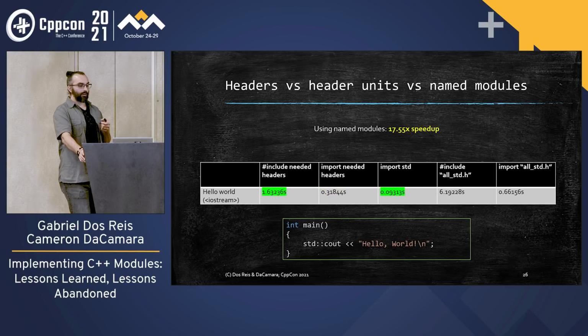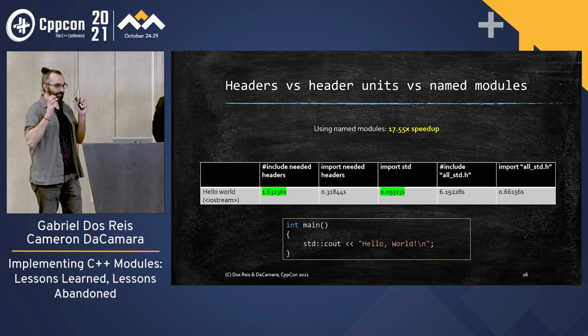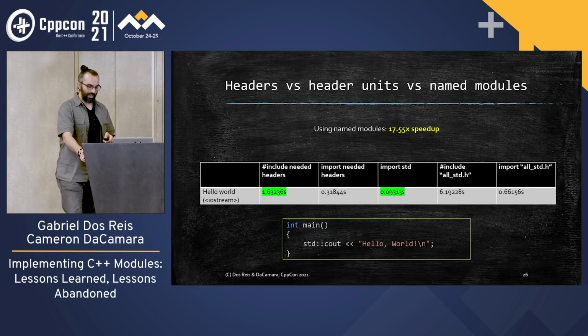But when you compare hash include, and when we say needed headers here, we're just talking about hash include iostream, because that's really all you need for std::cout, to import std, you get a 17.55x performance speedup. This number is really great, but it's even better than you might think. Because when we said import std, you don't just get iostream, you get the entire standard library. So we're not even close to comparing apples to apples.